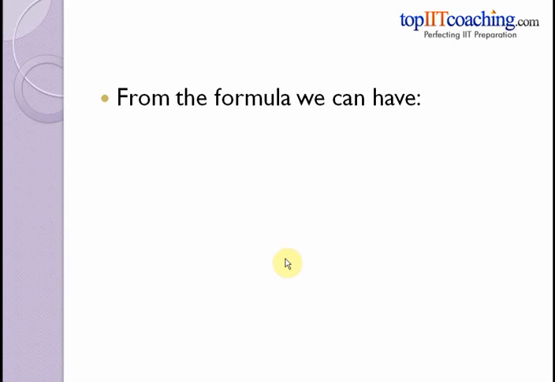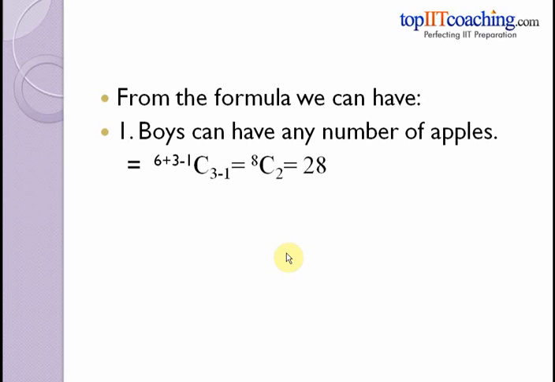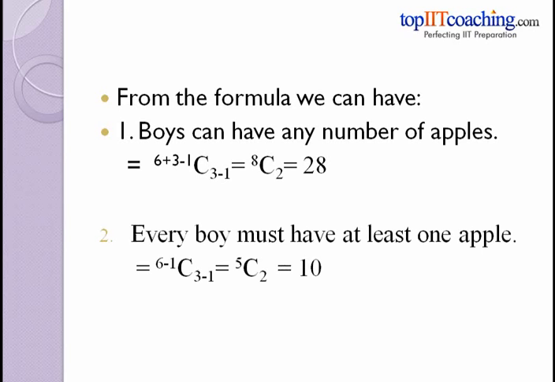So from the formula, if the boys can have any number of apples, then the number of ways of distribution is equal to 6 plus 3 minus 1 C 3 minus 1, and that is equal to 8C2, which is equal to 28. So for the first condition, we get the number of ways equal to 28. For the second condition, that every boy must have at least one apple, here again n is equal to 6 and r is equal to 3. So from the formula n minus 1 C r minus 1 we get 5C2, and that is equal to 10.